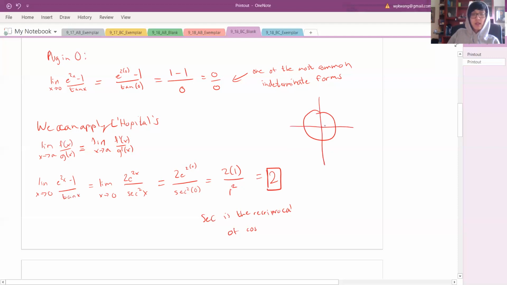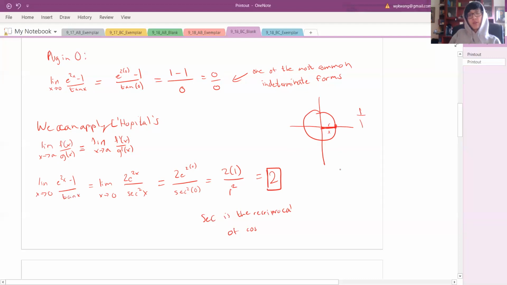And then cosine, we're at 0. So secant squared of 0. Well, secant is the reciprocal of cosine. So let's just take a look at cosine. Cosine is x over r. So x is 1 in this case, and r is also 1, so cosine of 0 is going to be 1 over 1.